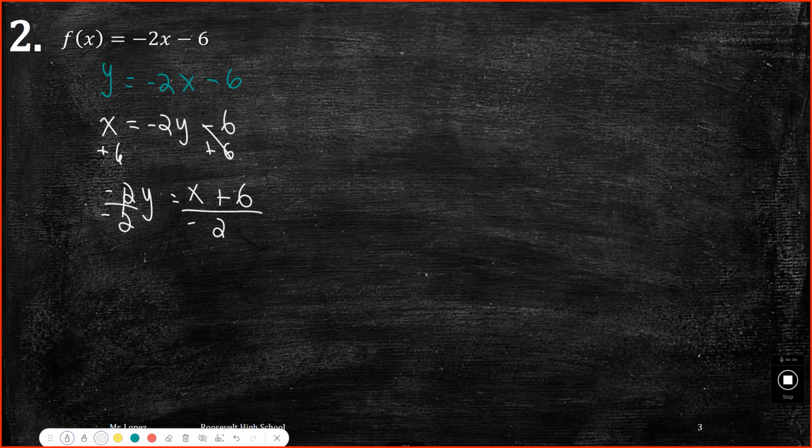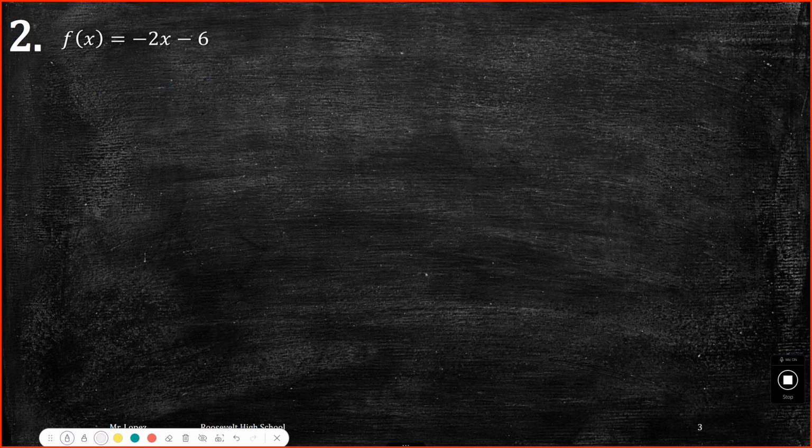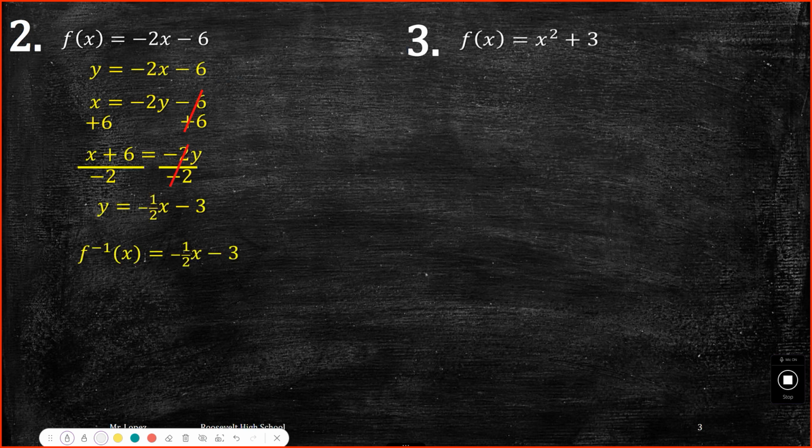And then we get y equals, which I already want to replace it with f inverse of x, but let's go step by step. 6 divided by negative 2 is negative 3. That's going to be a negative 1/2. 1 divided by negative 2 is negative 1/2 x. And last step is to replace the y with f inverse of x. And that is the inverse function of f of x right there. That's it. There's that.